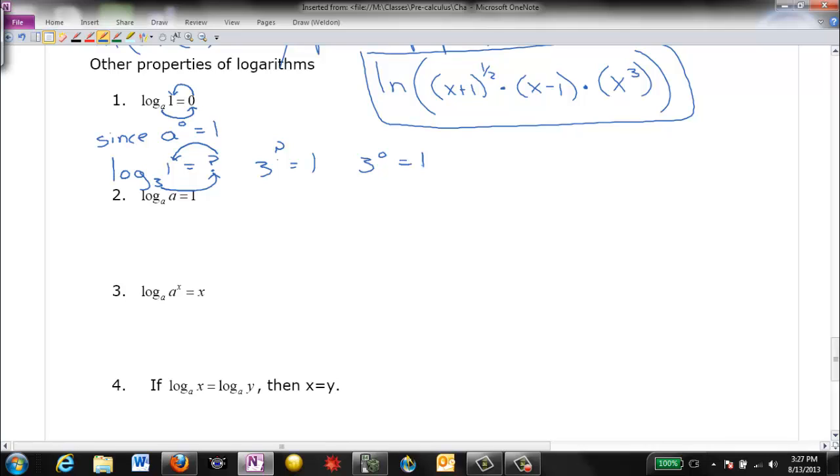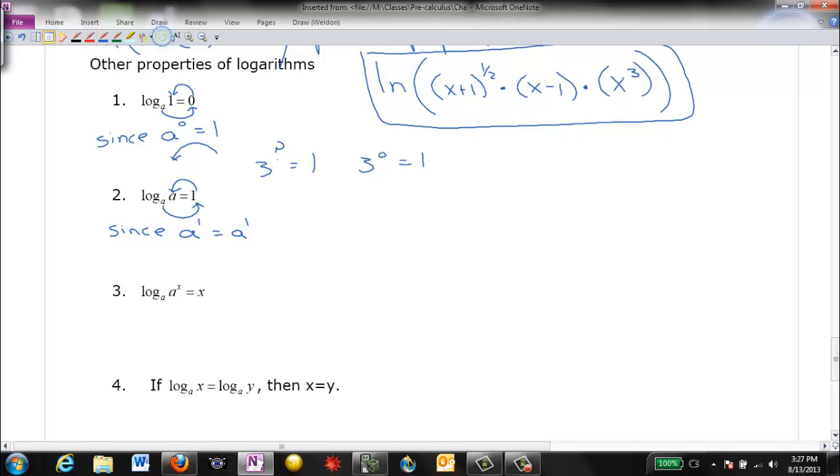All right, item number 2 here, we have log base a of a equals 1. And this is since, again, thinking about that exponential form, if I take a raised to the first power, I'm going to get a, right? Let me clean that up here. Running out of room. So a raised to the first should give you a, right? That makes sense.